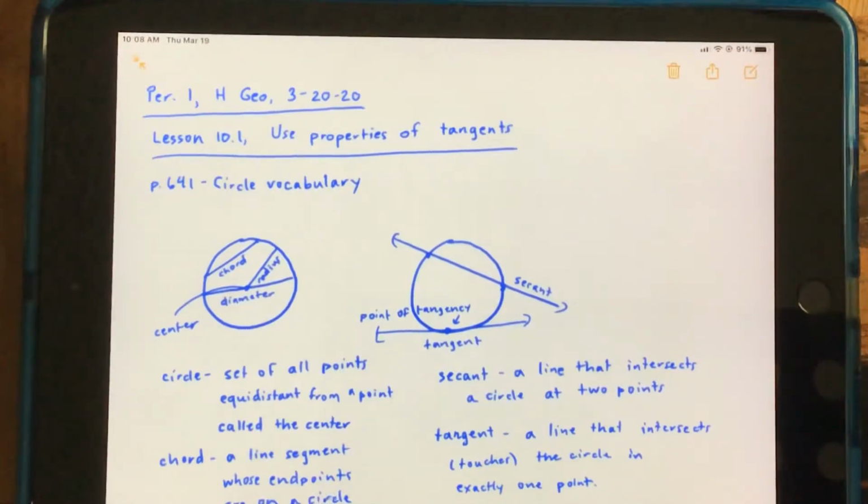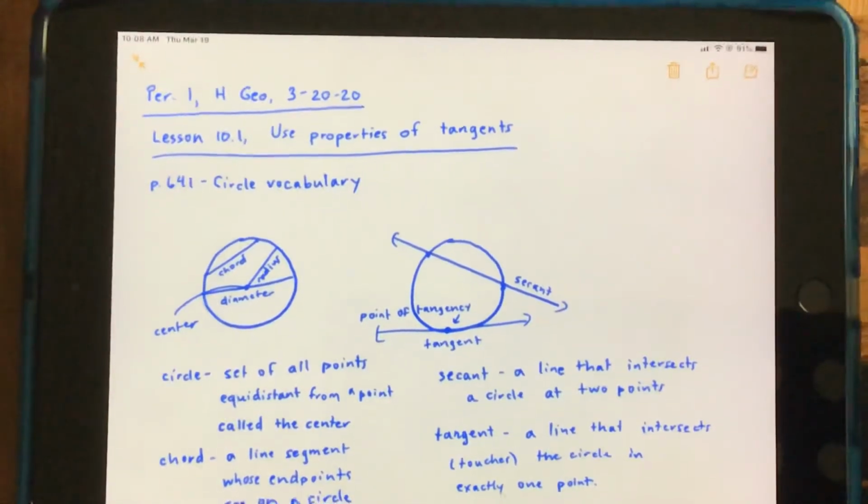This morning we're going to start our new chapter, Chapter 10. We're going to go over Lesson 10.1, use properties of tangents. So we're going to start with some vocabulary that relates to the circle. Some of this vocabulary you may already be familiar with, some of it might be new to you. So I have copied the circles that show on page 641 with some of their parts labeled.